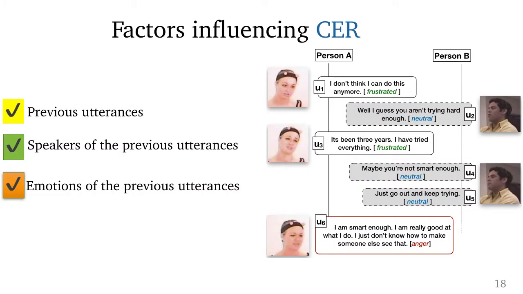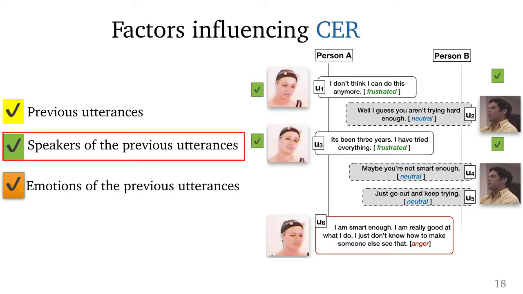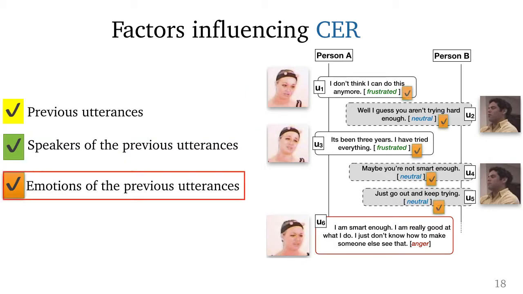Okay, now the motivation. Before we start to design very complicated, very sophisticated deep networks, let's first understand what are the factors that influence conversational emotion recognition. Simply three factors. First, the previous utterances. Second, the speakers of the previous utterances, for the speaker-specific modeling, and then the emotions expressed by the previous utterances.